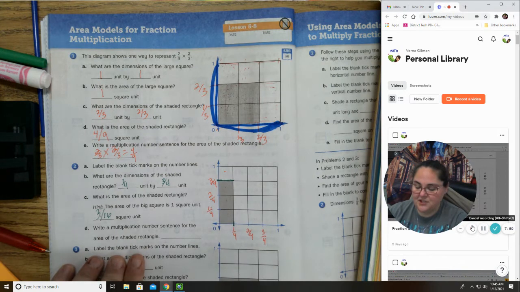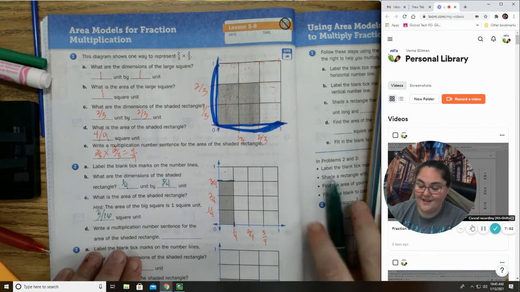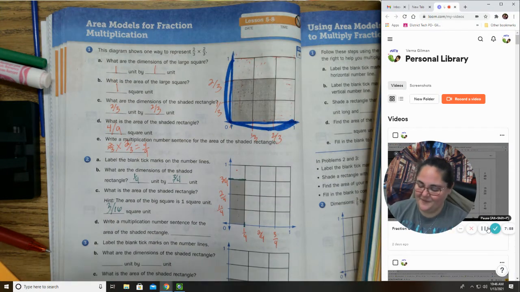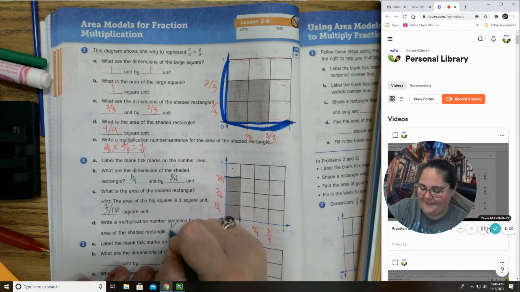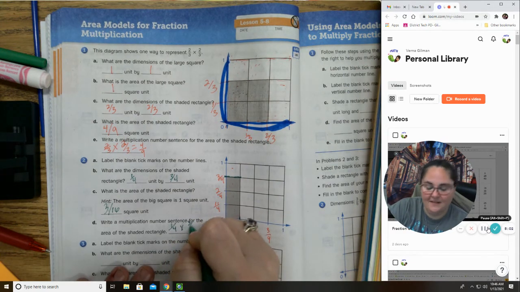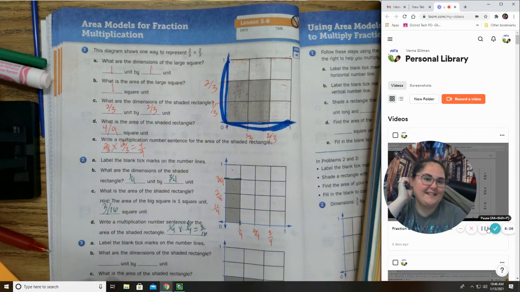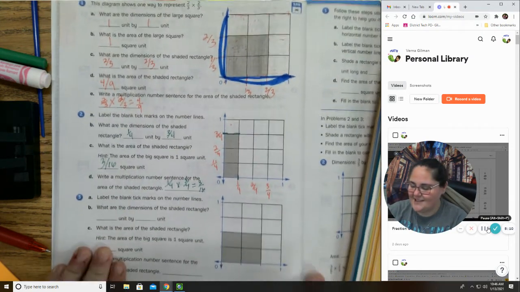What is my multiplication number sentence that we used? You know this. I've already done it with you. What is the multiplication number sentence we used for this problem? For this question, you did 1/4 times 3/4 equals 3/16. That's how you do that problem. All right, let's try the next one. Here we go.